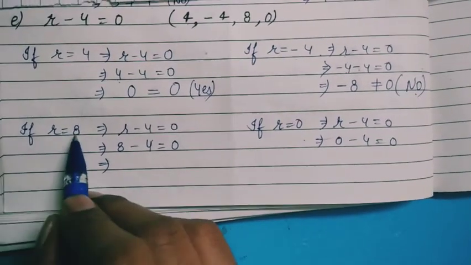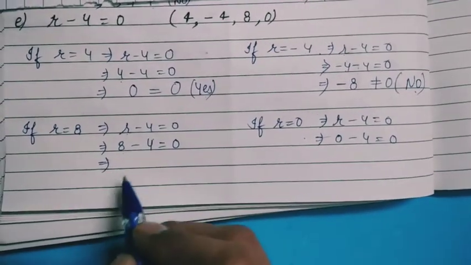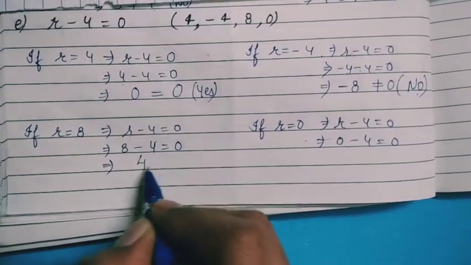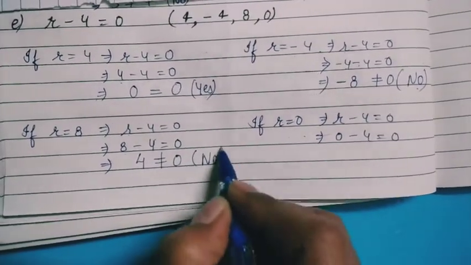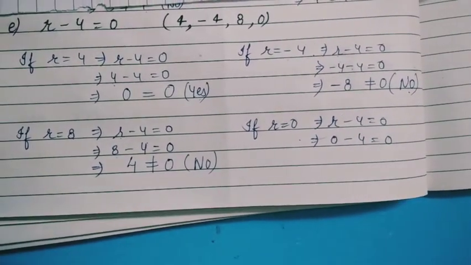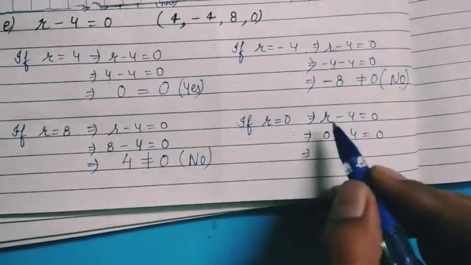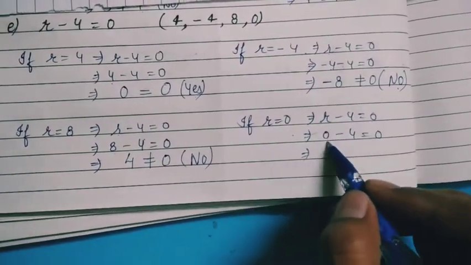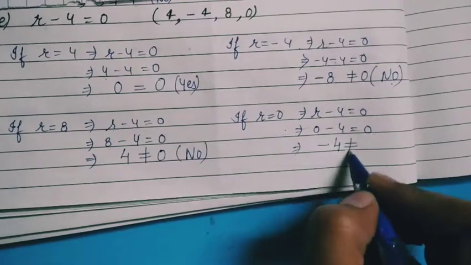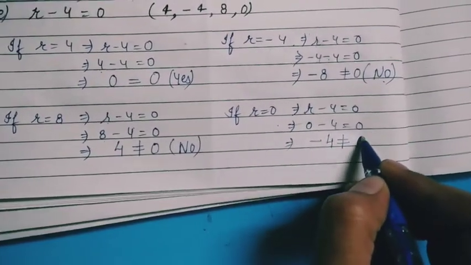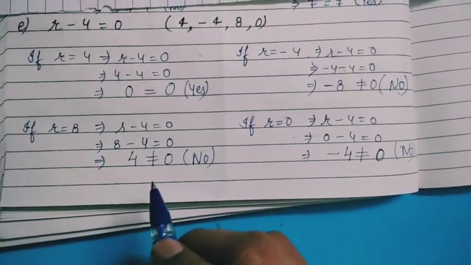Third case, when r is equal to 8. So in the place of r, we will put 8 in the equation. 8 minus 4 is 4 and 4 is not equal to 0, which means that this is not the solution of the equation. Now the last one is if r is equal to 0, it means in the equation in the place of r we will put 0. 0 minus 4 is minus 4, which is not equal to the right side of 0. It means no, this is also not the solution of the equation.